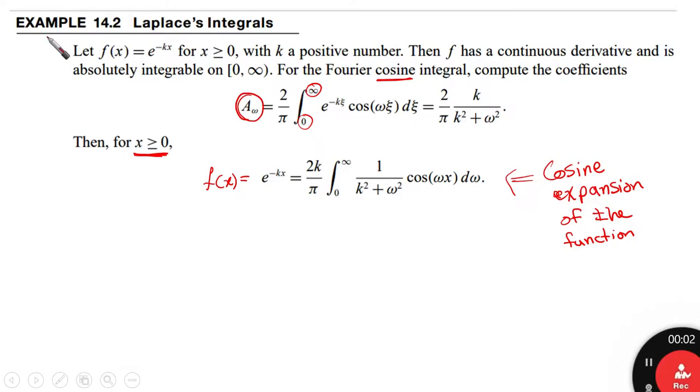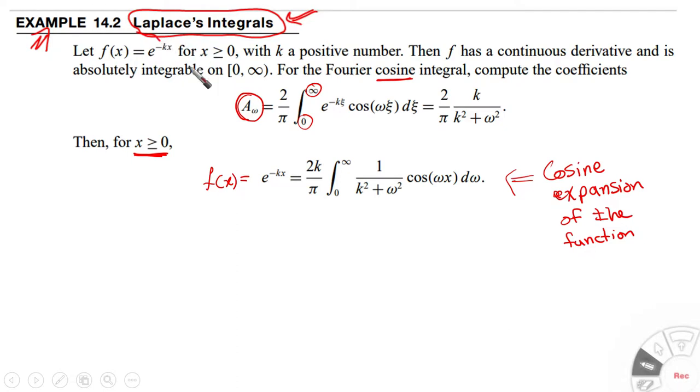Okay, so now we have this example that we call Laplace integrals. We're going to realize why it is called Laplace integrals. So now let's assume that we have a function f of x equal to the exponential function e raised to the power minus k times x, where x is defined to be larger than or equal to 0, with k being a positive number.